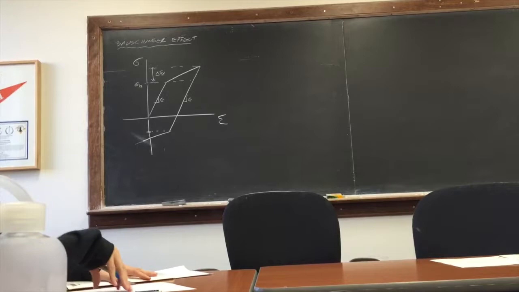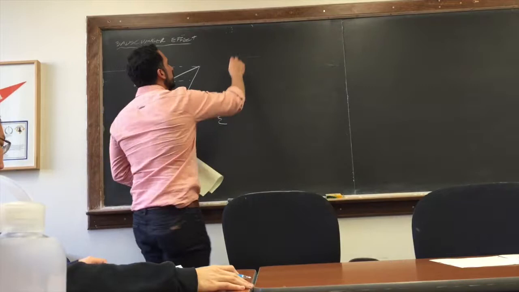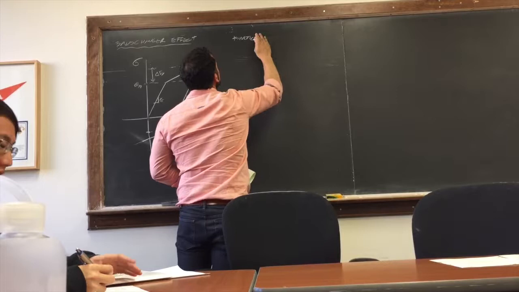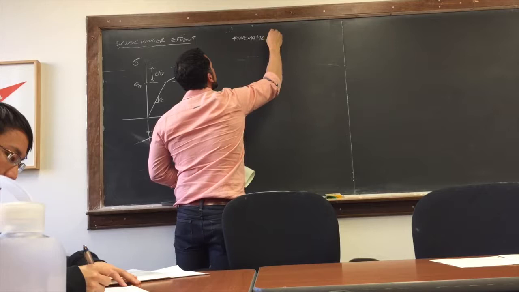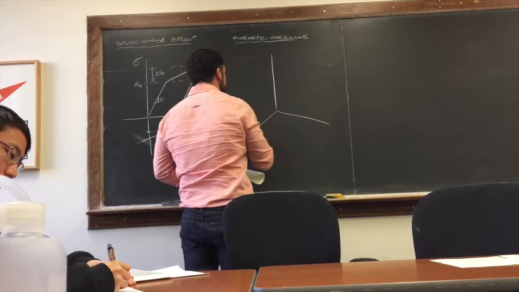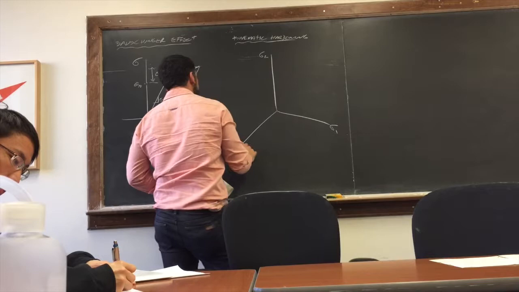So this motivated people to introduce new kind of models that introduce this new kind of hardening law called kinematic hardening. And we did a little bit of that in 1D, now we do it in multi-D. So what kinematic hardening is, is fairly simple conceptually. It gets a little bit harder in terms of the math, especially in multi-D.